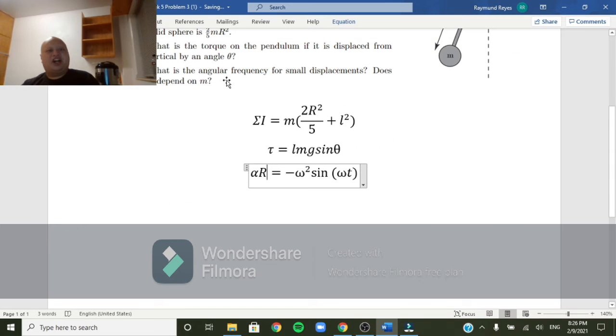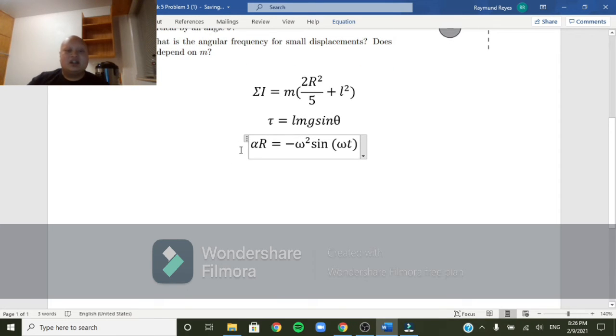For part C, we are looking for the angular frequency for small displacements, and we have to elaborate: does it depend on m? As you can see, this is the simple harmonic motion equation. This is the second derivative, aka acceleration, but linear acceleration is angular acceleration times the radius. So the radius in this case is actually L.